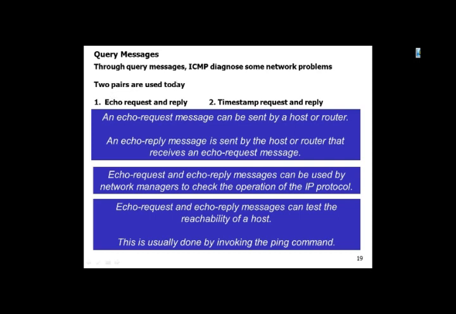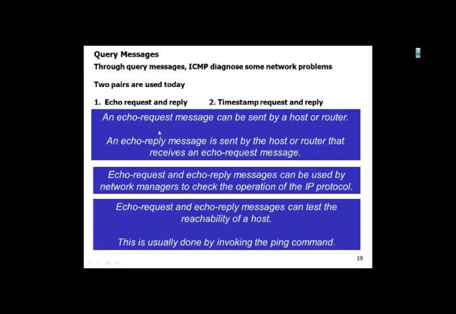Two pairs are used today. Initially, when these query messages were defined, they were defined for many services, actually five services. Out of five, three services have been deprecated. Meaning the job which was defined for the three deprecated services has been taken over by some other protocol, like some of the jobs handled by the query messages are taken care of by ARP, some by DHCP. So the other three are deprecated, but two are still in use. One is called echo request and reply, the other is called timestamp request and reply.